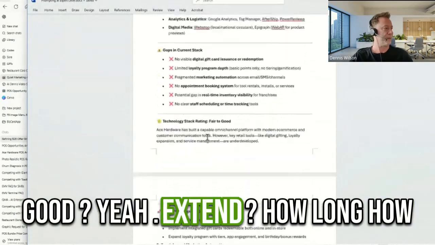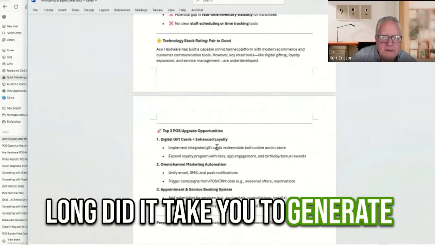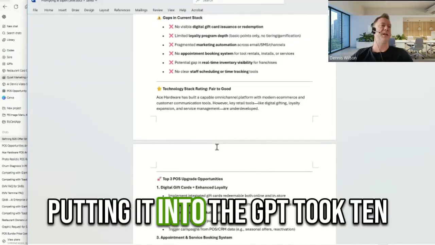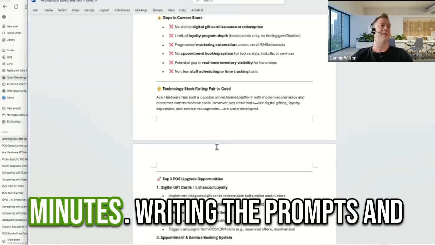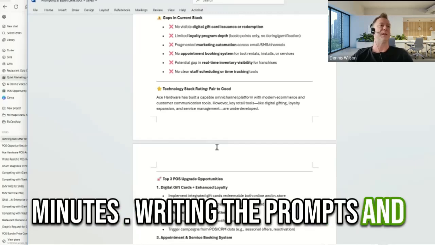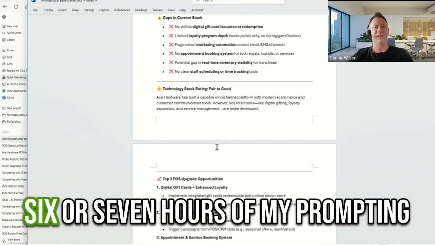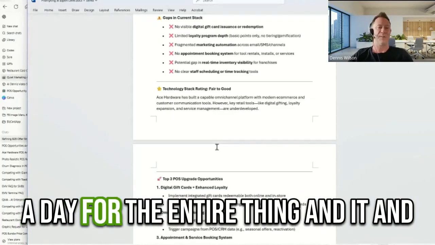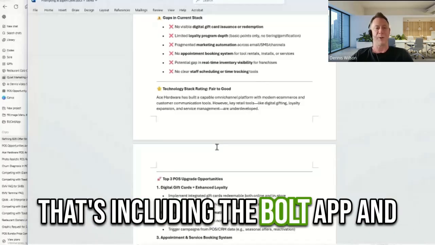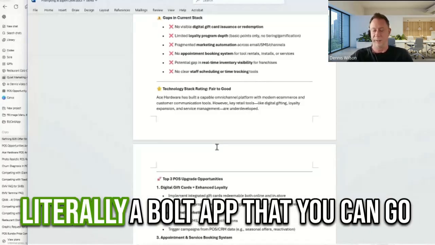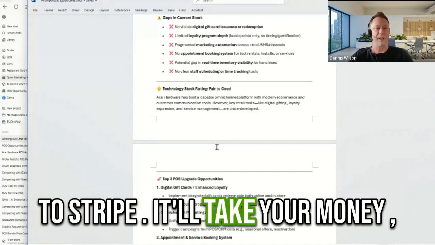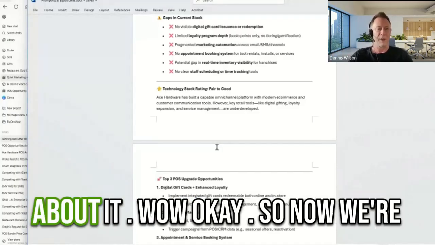All good? Next thing. How long did it take you to generate that quiet analyzer? Putting it into the GPT took 10 minutes. Writing the prompts and all of that was probably 6 or 7 hours of my prompting time. So yeah, I would say less than a day for the entire thing, and that's including the Bolt app, and that turned into, literally a Bolt app that you can go play with, and then it's connected to Stripe. It'll take your money, issue credits. I never need to think about it.